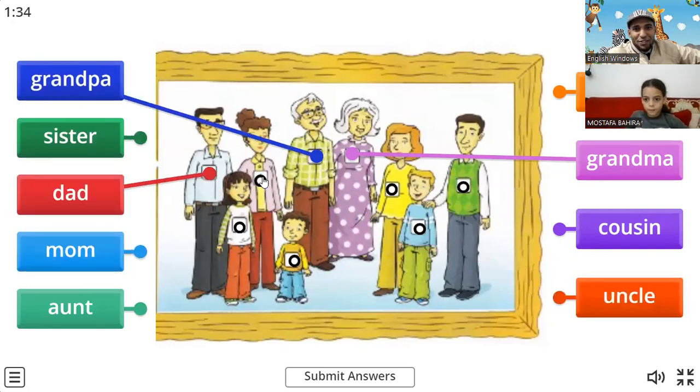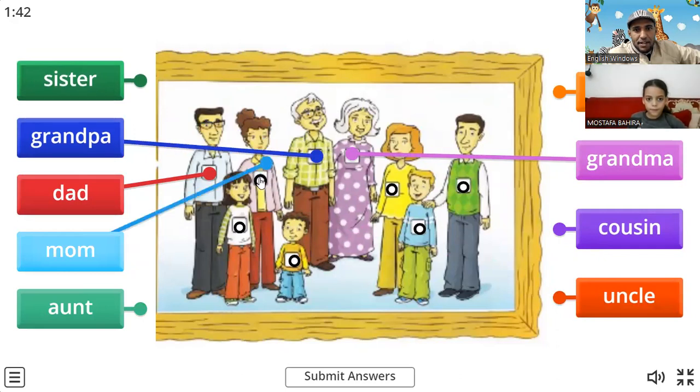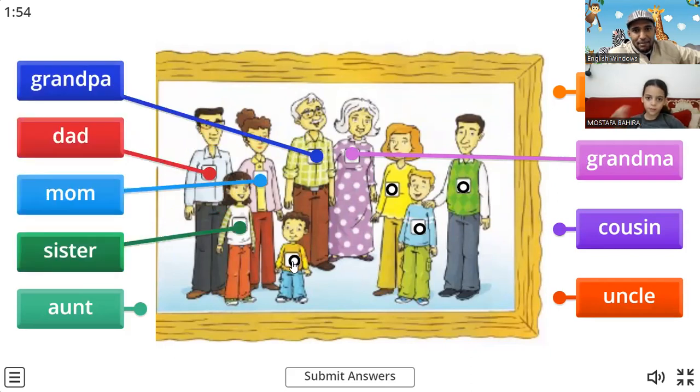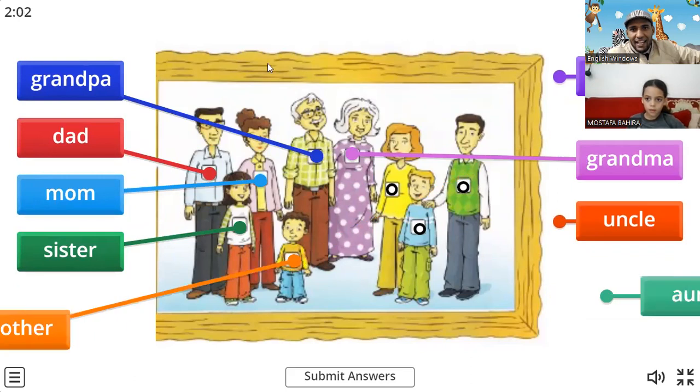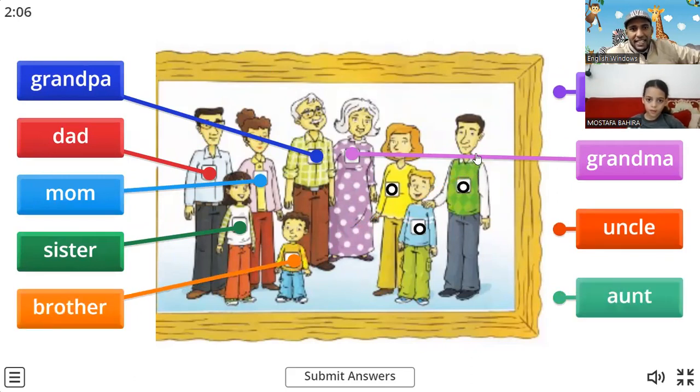What about this together with dad? What do you have here? Mom. This is mom or mommy. Good. What about this little girl? Sister. Very nice. How about this little boy? Brother. That's brother. And how about this one, Amira? Is it cousin, uncle or aunt? Cousin. That's the cousin. Very nice.